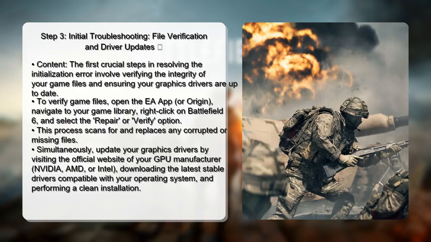Step three: initial troubleshooting, file verification, and driver updates. The first crucial steps in resolving the initialization error involve verifying the integrity of your game files and ensuring your graphics drivers are up to date. To verify game files, open the EA app or Origin, navigate to your game library, right-click on Battlefield, and select the Repair or Verify option. This process scans for and replaces any corrupted or missing files. Simultaneously, update your graphics drivers by visiting the official website of your manufacturer, NVIDIA or AMD, downloading the latest stable drivers compatible with your operating system and performing a clean installation.